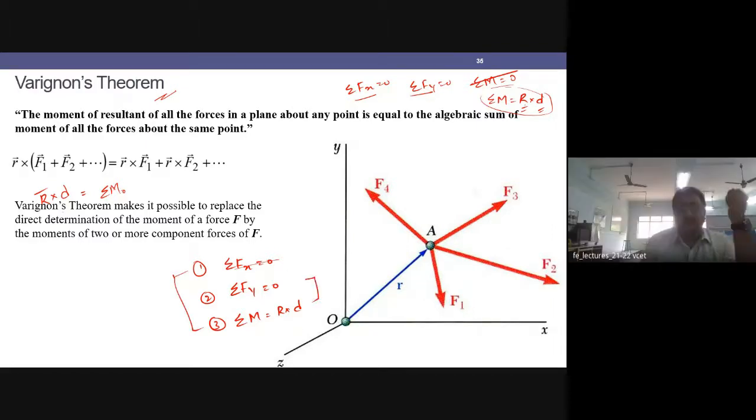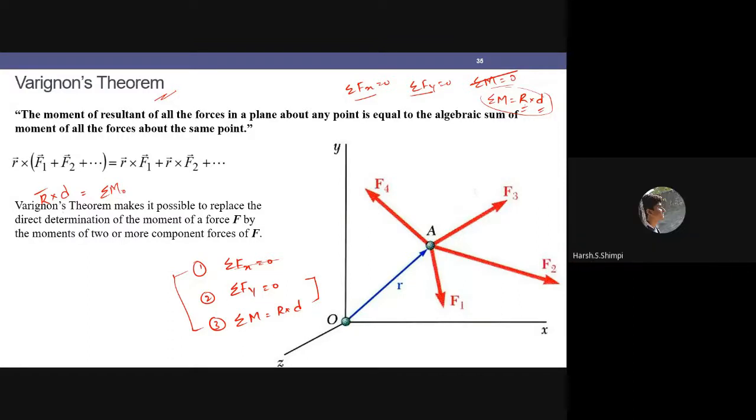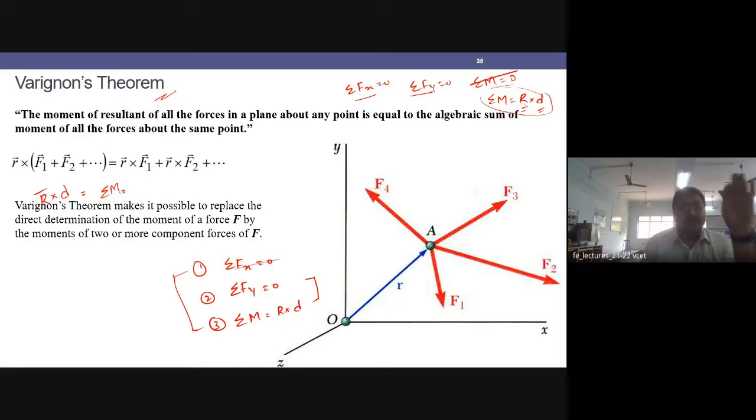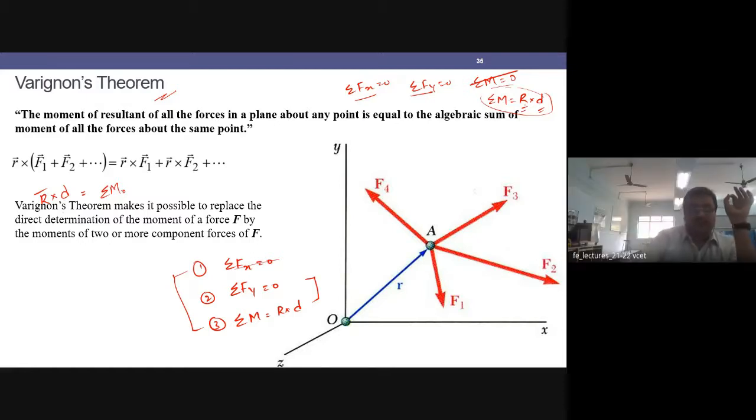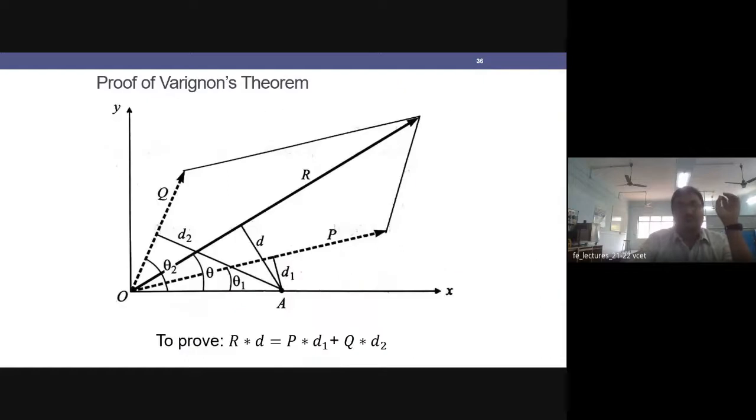So that I understood, sir. I just want to ask about sigma M equals 0, which we have written. No, that is what Varignon's theorem tells me: it is not sigma M equal to 0, it is sigma M equal to R into d. Okay, sir. It is a very small thing.